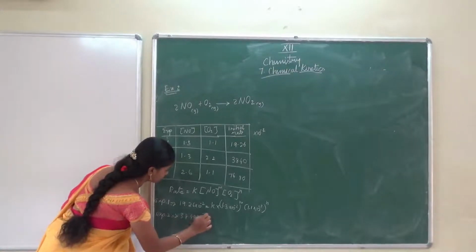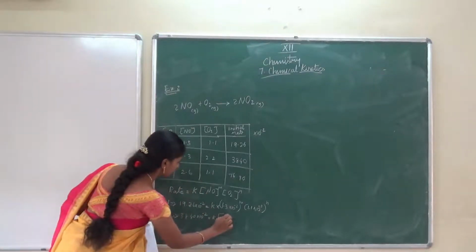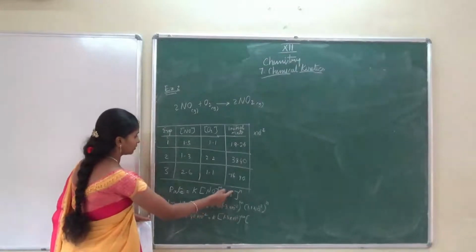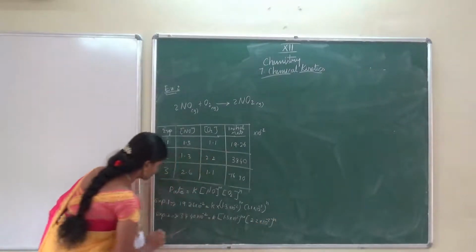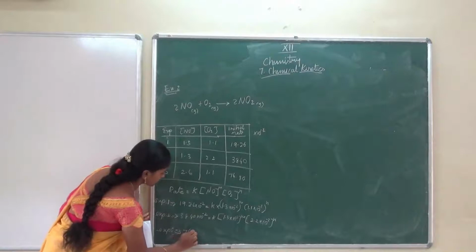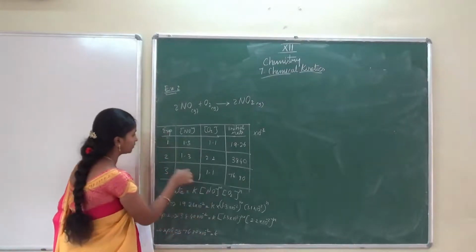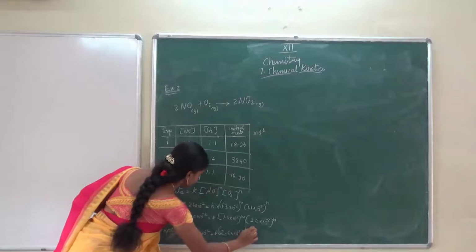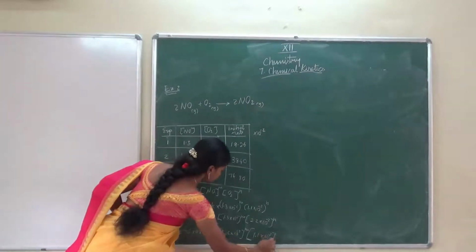38.40 × 10⁻² = K × concentration of NO, which is 1.3 × 10⁻² M, and the concentration of O2 for experiment 2 is 2.2 × 10⁻² N. Then for experiment 3, what is the rate of the reaction? 76.80 × 10⁻² = K, then NO for experiment 3 is 2.6 × 10⁻² M and the O2 concentration here is 1.1 × 10⁻² N.